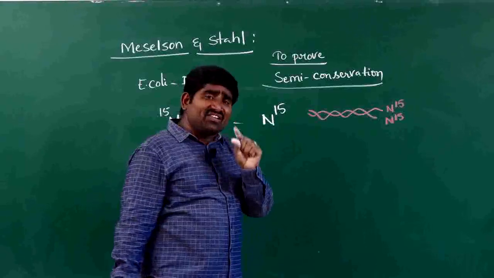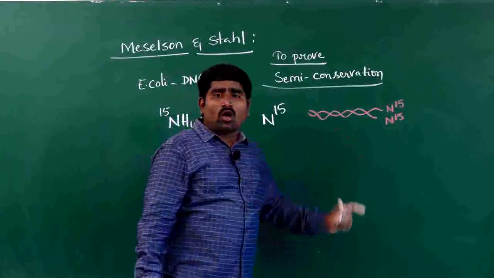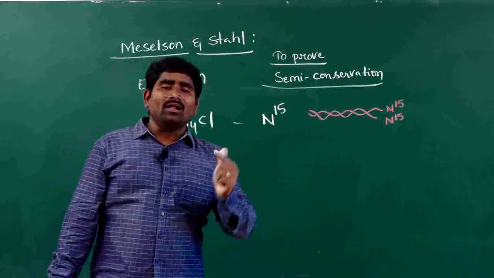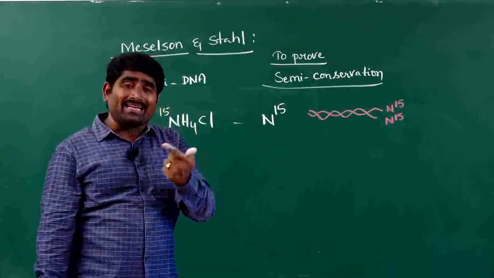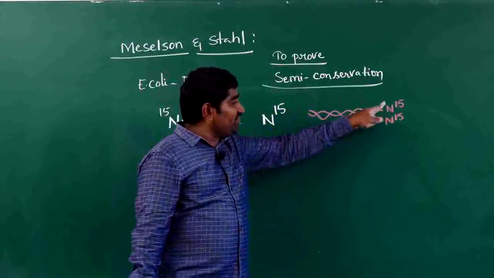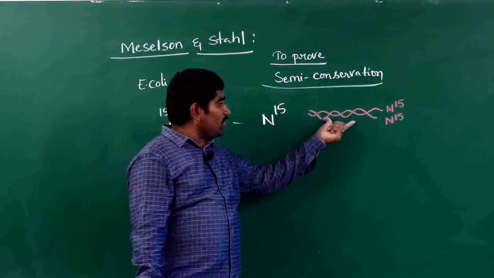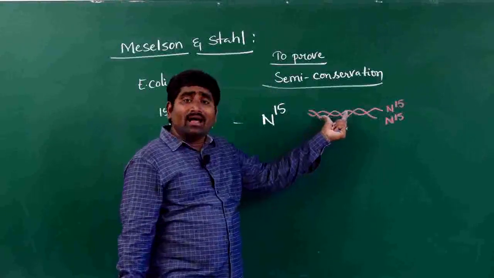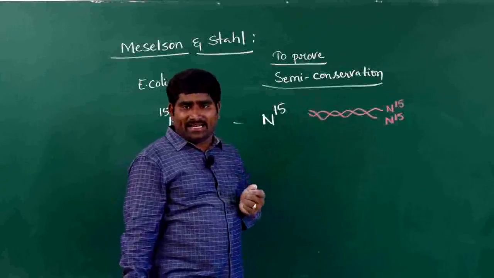N15 labeled DNA means what? In this, no normal nitrogen can be found. All the normal nitrogen atoms are replaced by the N15 heavy isotope. Now this is called N15 labeled, heavy isotope labeled DNA.